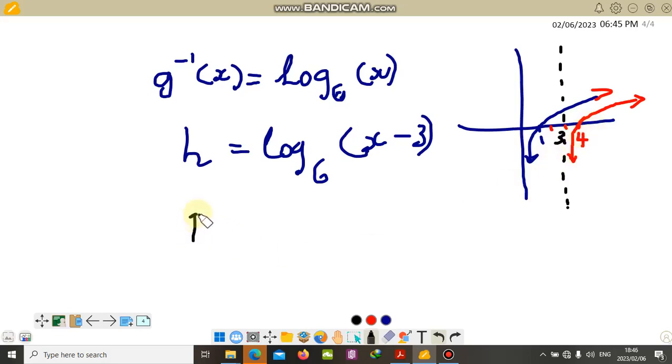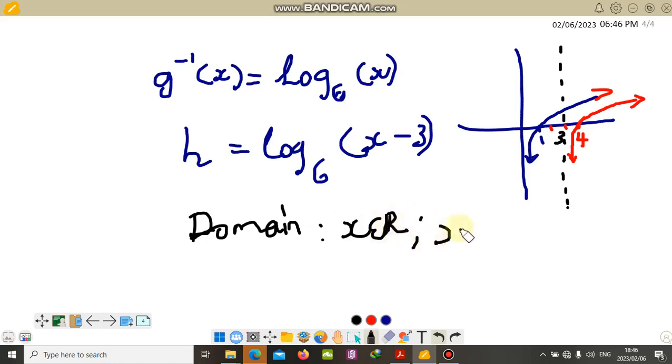So the domain, sorry guys, this is not h, this domain. Domain here is going to be x, an element of the real numbers, guys.